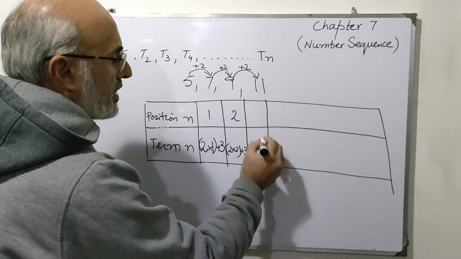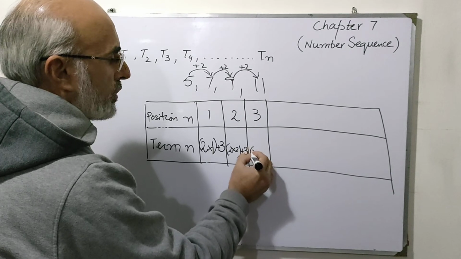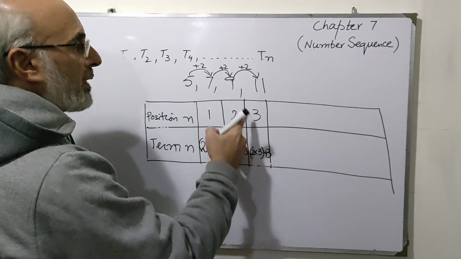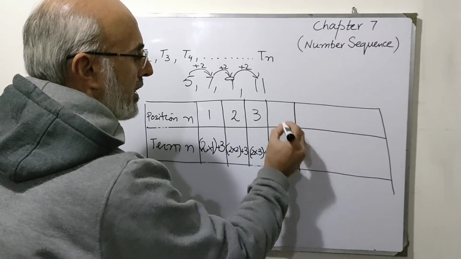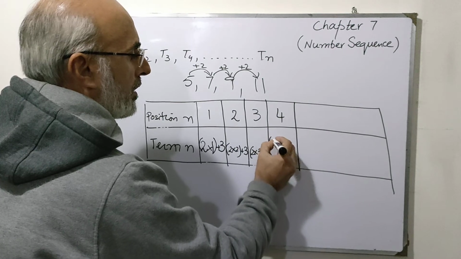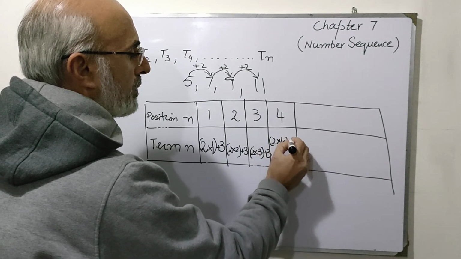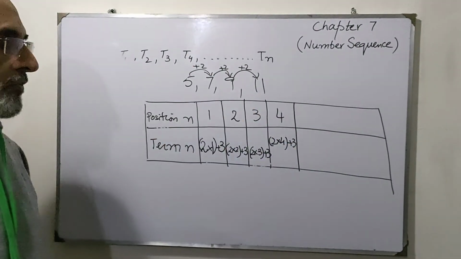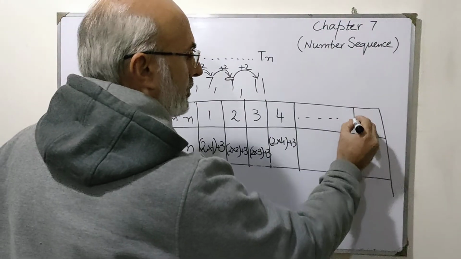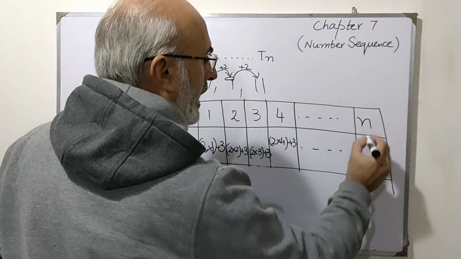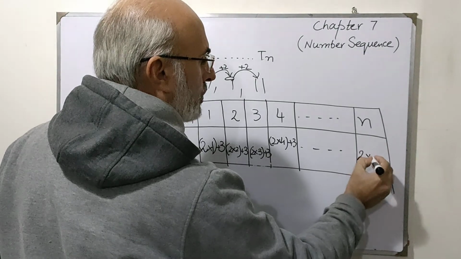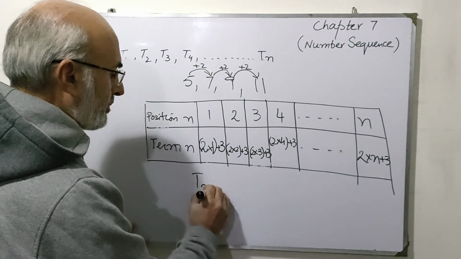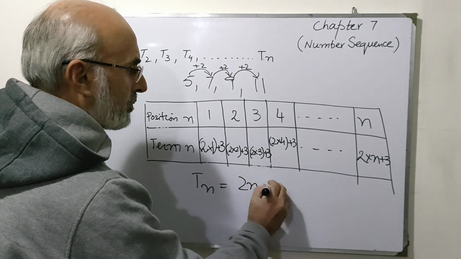Okay. If the position number is 3, what will it be? 2 into 3 plus 3. So 2 into 3 is 6, plus 3, 9. Okay. Now if the position number is 4, 2 into 4 plus 3. Okay, I get here 8 plus 3, 11. Fine. So it goes on to n. And what are we going to do there? 2 into n plus 3. So our general term Tn is equal to 2n plus 3.